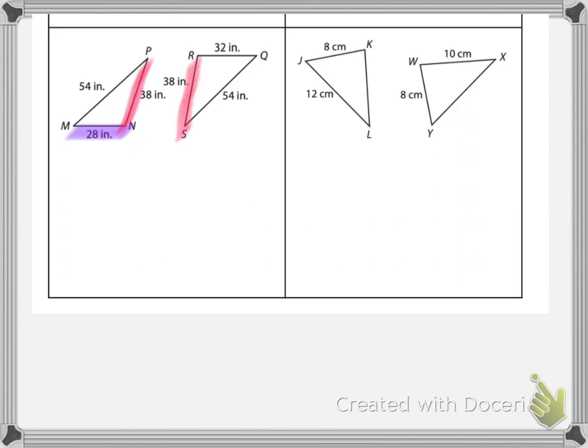So I do have the 38 and the 38. And then I've got 54 and 54. But again, we've got this 28, which is not the same as 32.